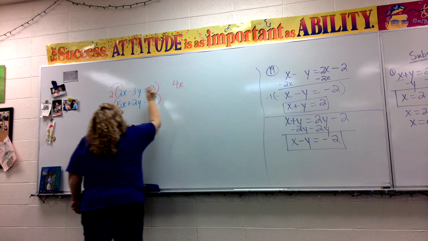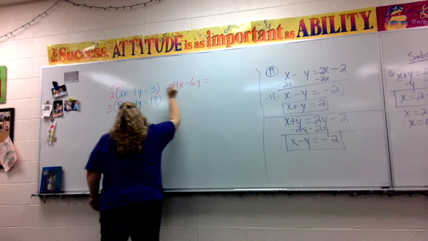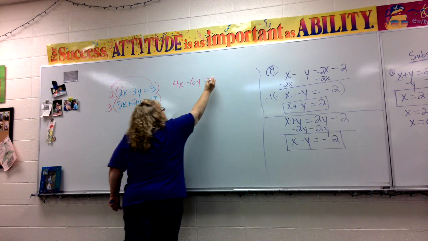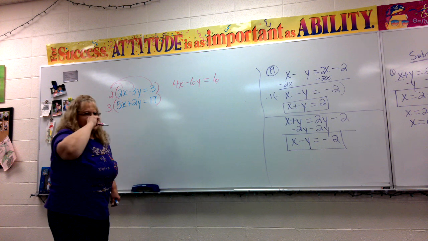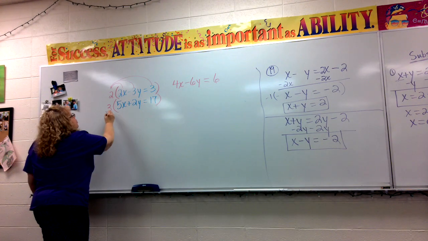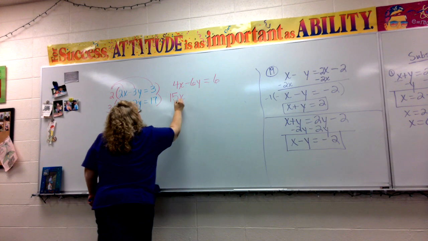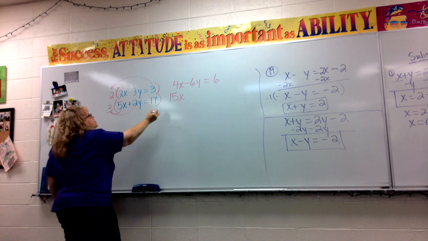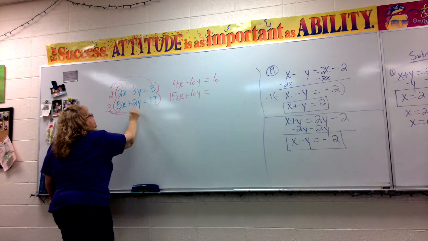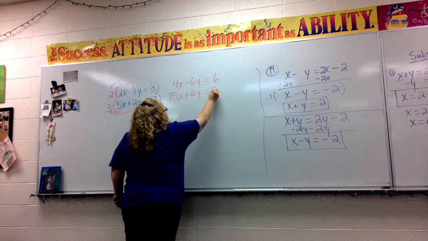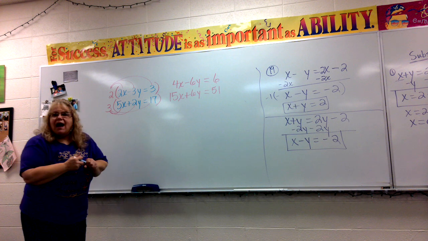4x minus 6y equals 6. Don't forget to multiply. That's a common mistake. Everybody forgets to multiply that last number. The other equation, that's going to give me 15x and 6y. Oh my. Is that 51, I think? And now at least we have opposites, right?